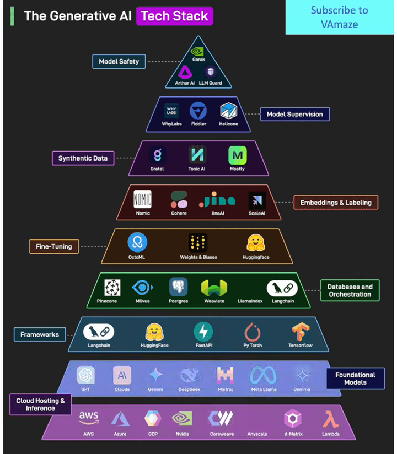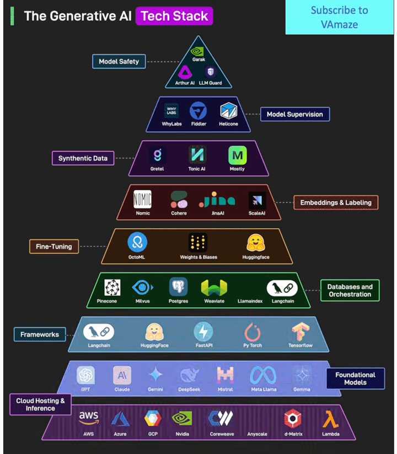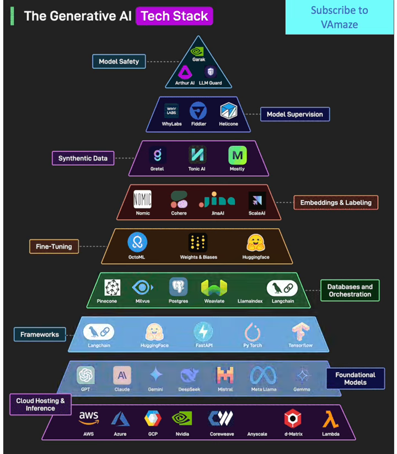Layer 2: Foundational models, the AI brains. The foundational models layer represents the core intelligence of GenAI systems. These are massive neural networks trained on enormous datasets, forming the foundation for all specialized AI applications. Leading foundational models. OpenAI family.